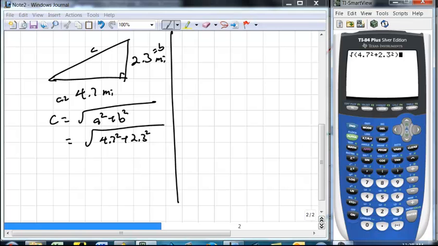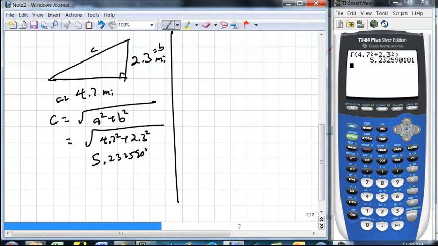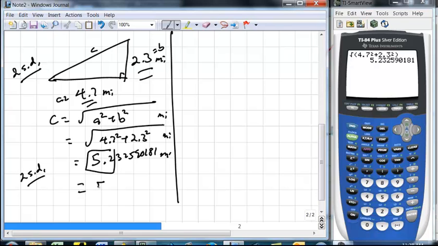And we get 5.23259081 miles. Now, if we assume these are actual measurements, our original measurements were rounded off to the tenth of a mile. In other words, they have two significant digits. So that means we should have no more than two significant digits in our answer, which means we should round this off to 5.2 miles.